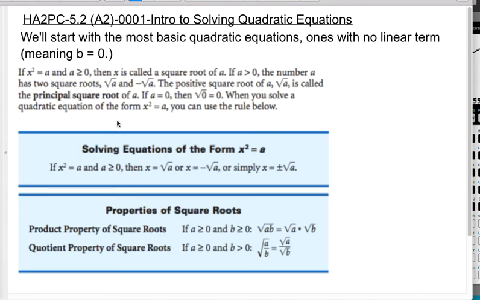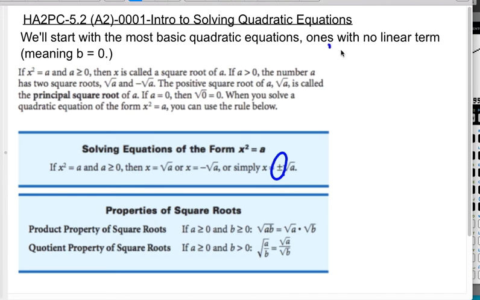So when you solve a quadratic equation in the form x squared equals a, you can basically use this rule below, which is x squared equals a gives you x equals root a or x equals negative root a. Another way to write that is this plus or minus symbol times the square root of a. Now you might say, cool, Hogan, but why the plus or minus?